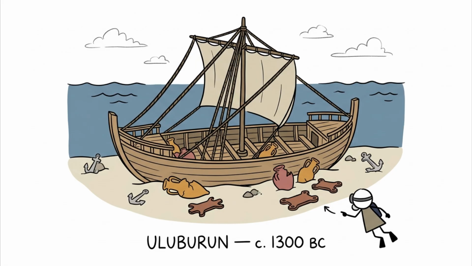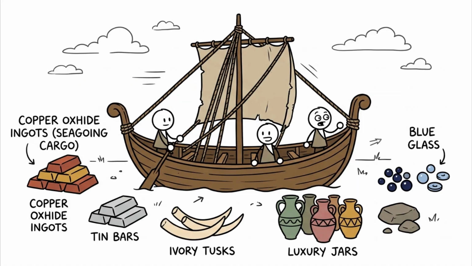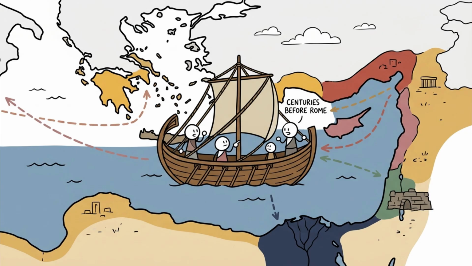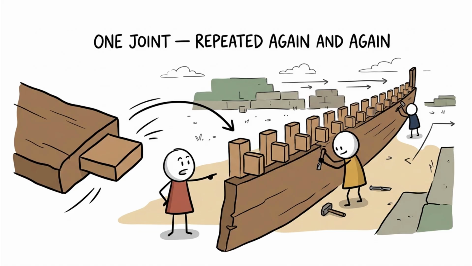The technique appears on Bronze Age wrecks such as the Uluburun vessel. That ship carried copper, tin, glass, ivory, and luxury goods across the Mediterranean. Its builders created a hull strong enough for international trade centuries before Rome. And they did it by repeating one carefully understood joint again and again.